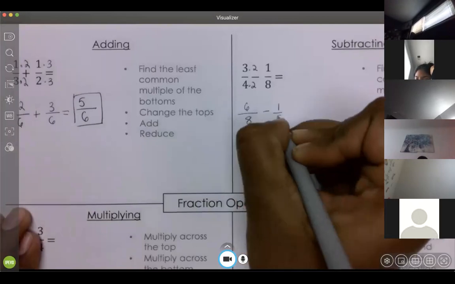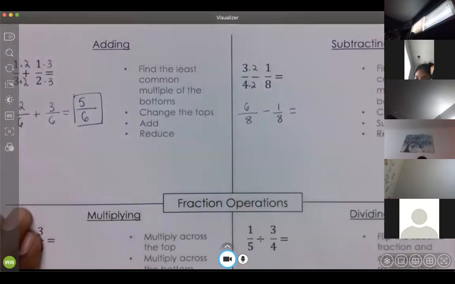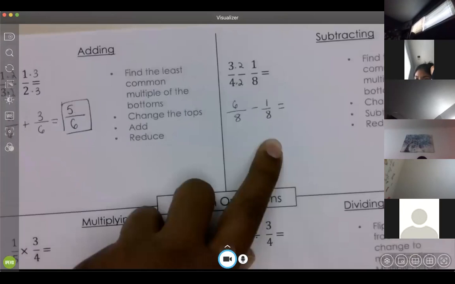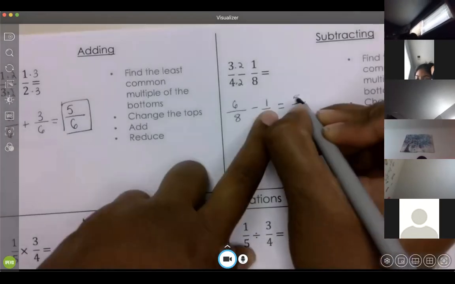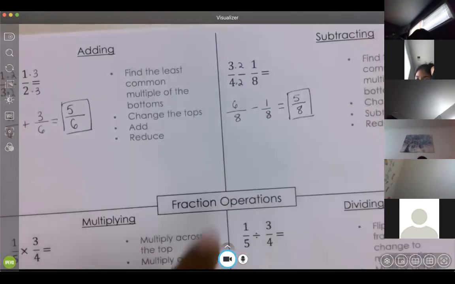Minus 1 over 8. Now that you have the same denominator, keep the denominator and subtract the numerator. So 6 minus 1 is 5, so it's 5 over 8. Double check, make sure that you can't reduce it any further, so there's no number that goes into 5 and into 8, so that's your final answer. Questions on subtracting?